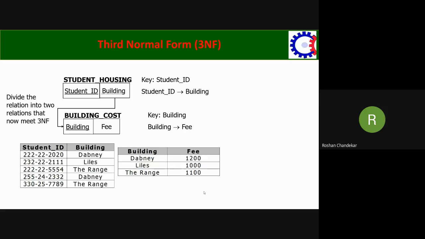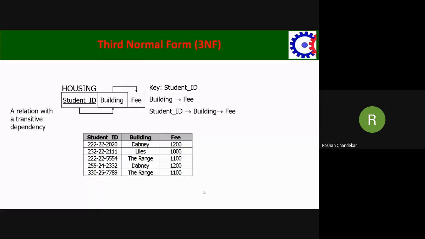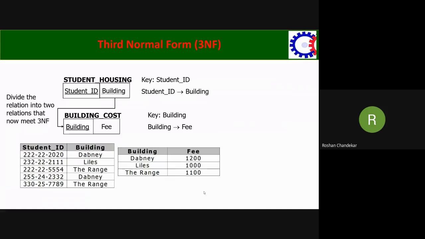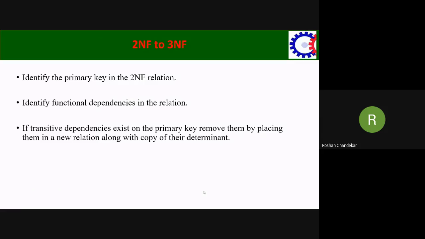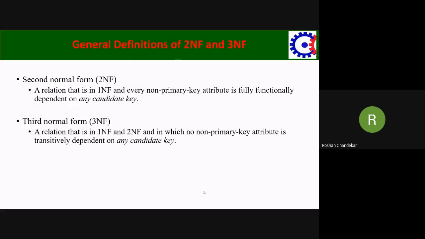Look here in the table: student ID, building and fees. So there is a transitive dependency of fees on the student ID. So in third normal form, we have to separate the table into student ID to building and building to fees, replacing our primary keys with the functional dependency. Okay, that is all about third normal form.